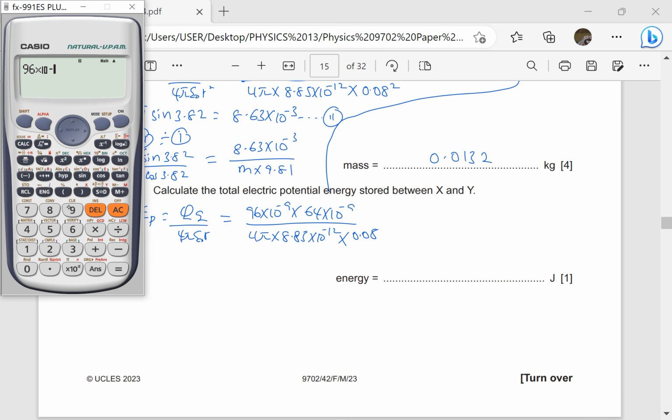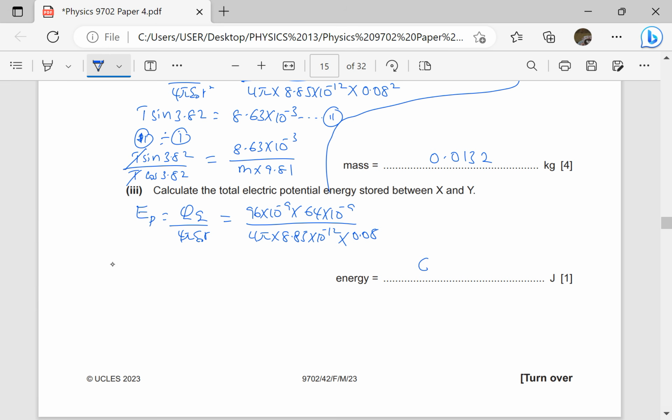96 exponent negative 9, 64 exponent negative 9, divided by 4 pi times 0.08 times 8.85 exponent negative 12. So this is giving me 6.91 times 10 power negative 4 joules.